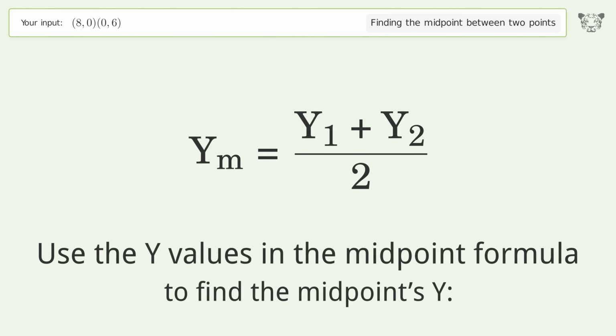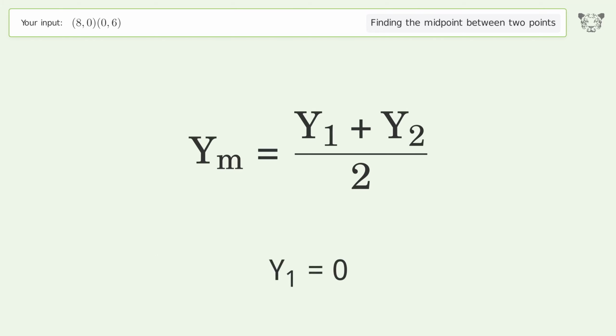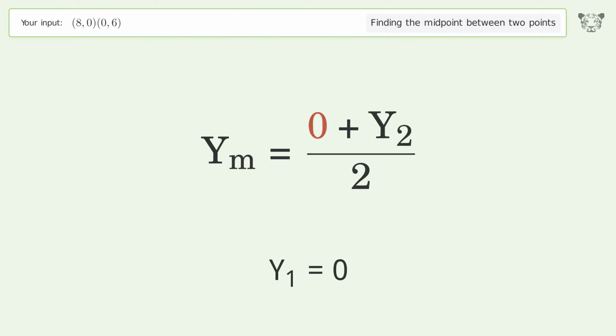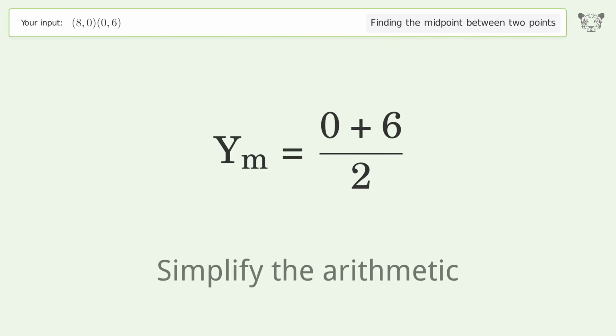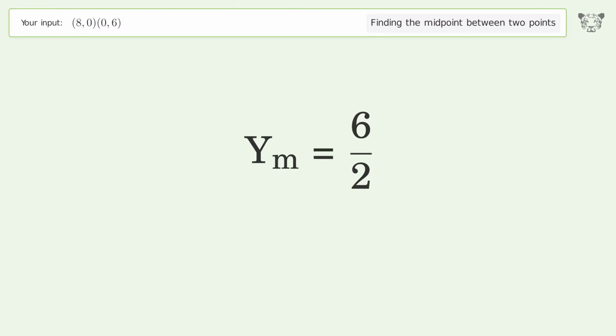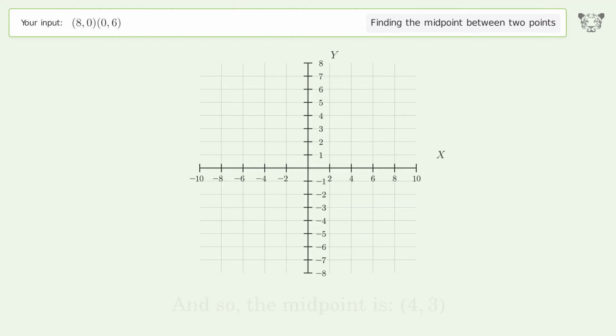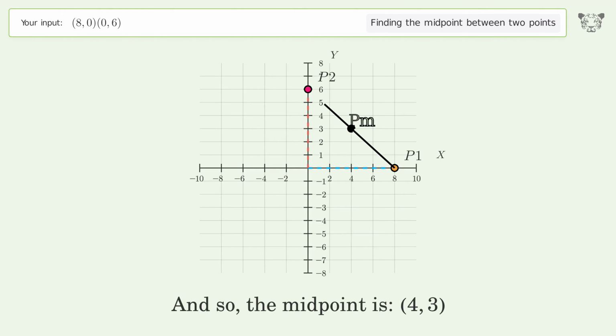Use the y values in the midpoint formula to find the midpoint's y. y1 equals 0. y2 equals 6. Simplify the arithmetic. And so, the midpoint is 4, 3.